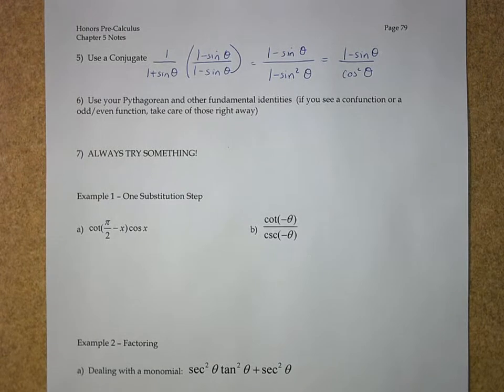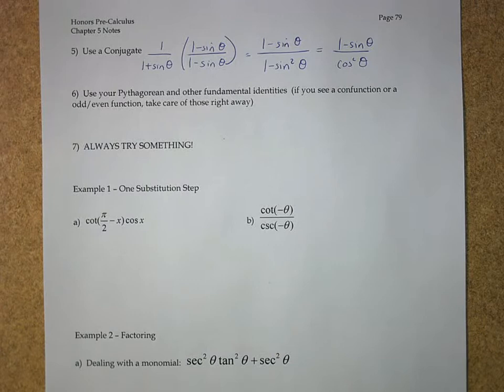Number 6, use your Pythagorean and/or other fundamental identities. If you see something that's a pi over 2 minus theta, the only thing you know for that is a cofunction identity. So substitute that in and simplify. Or if you see a tangent of negative theta, the only thing you know to do with that is to use your even or odd identities. So take care of those right away if you see them in those problems.